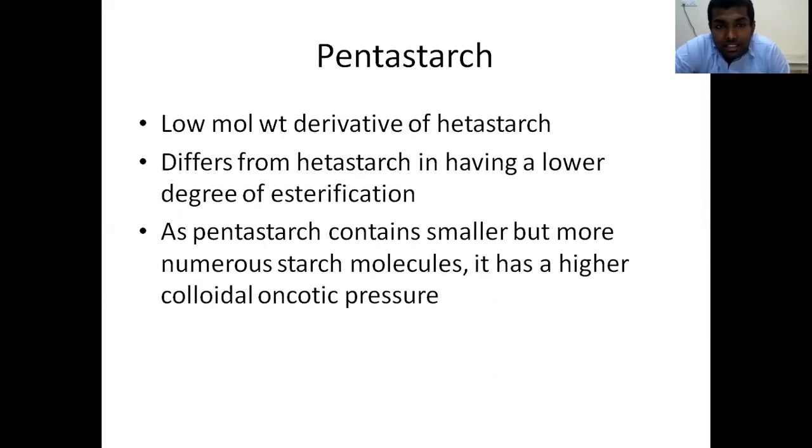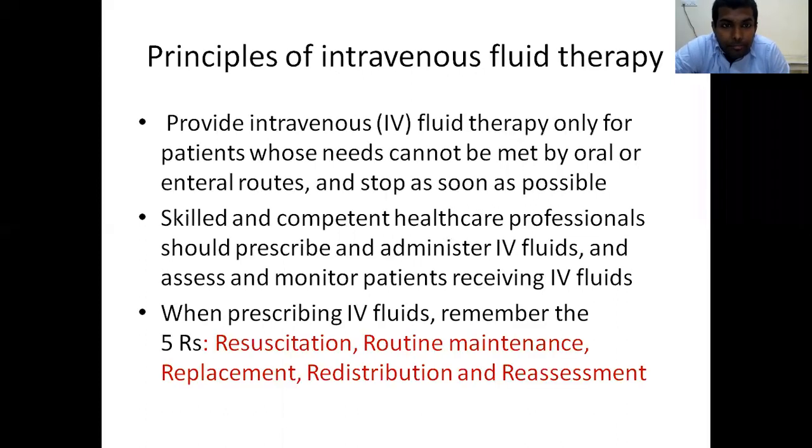What is pentastarch? It is a low molecular weight derivative of hetastarch. It differs by having low degree of esterification. Because it contains smaller and more starch molecules, it has a higher colloid oncotic pressure.